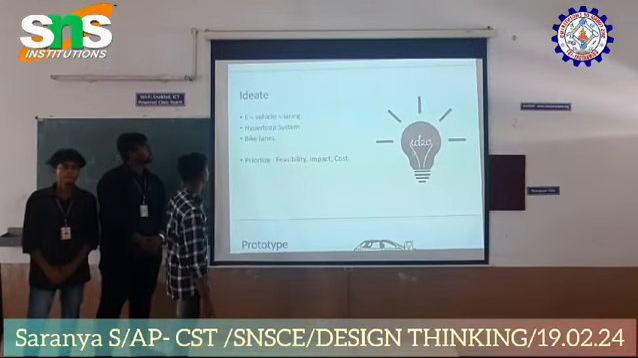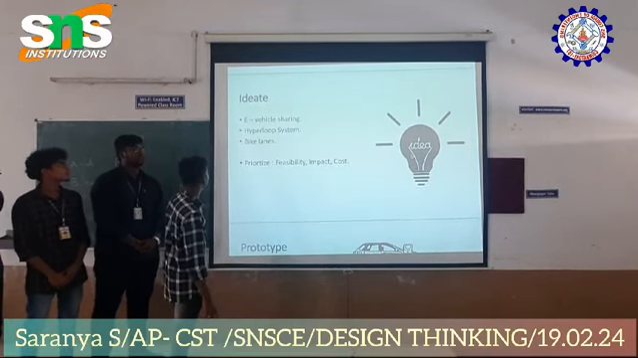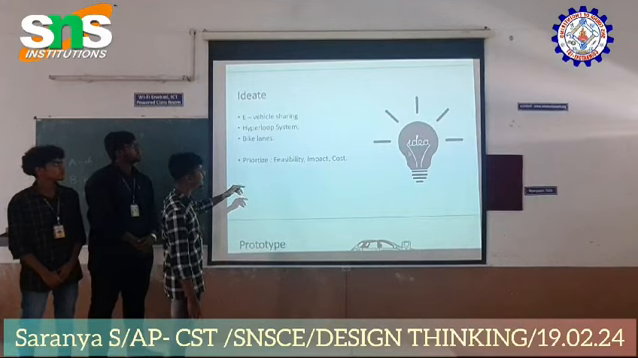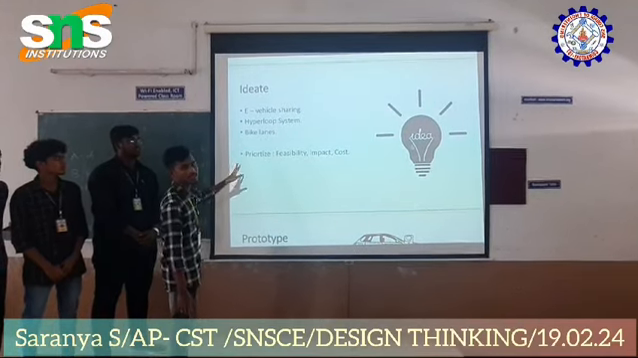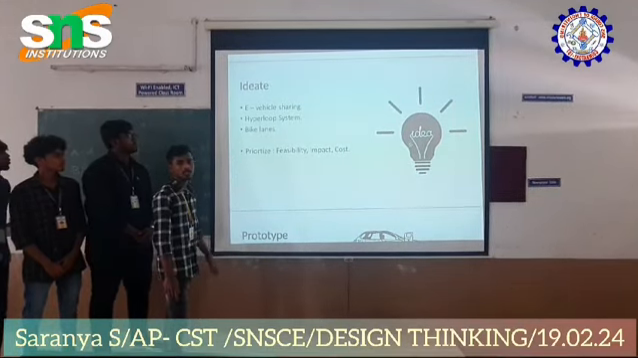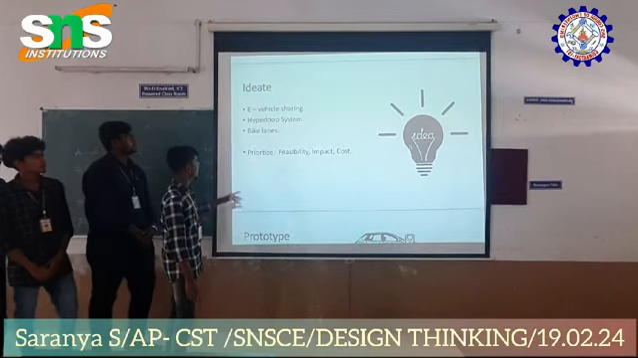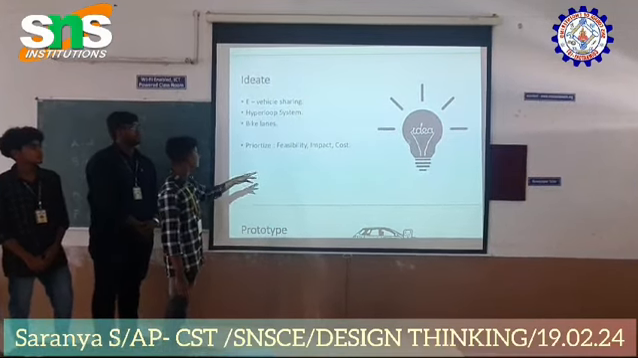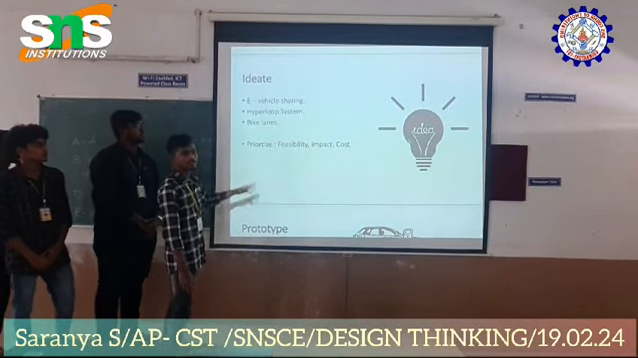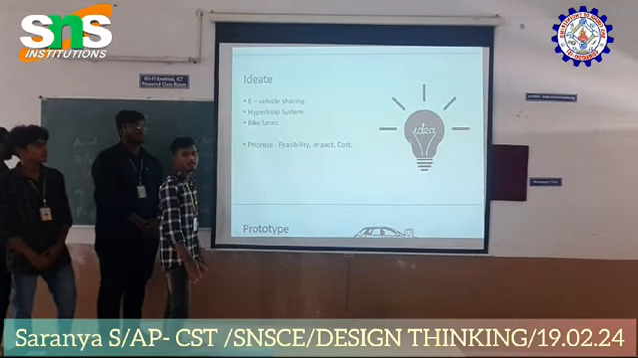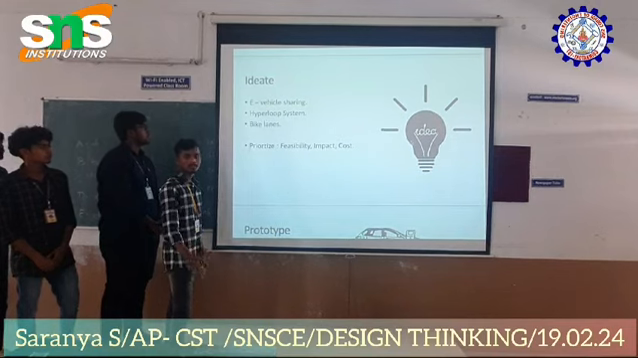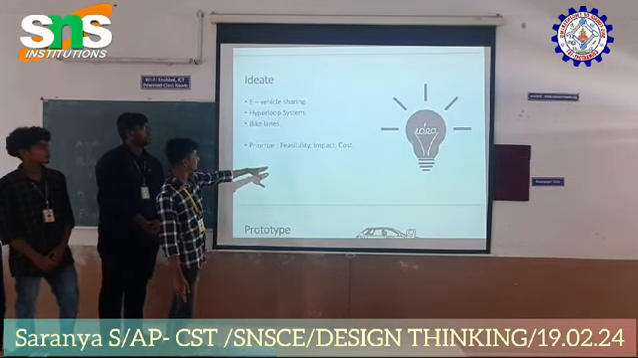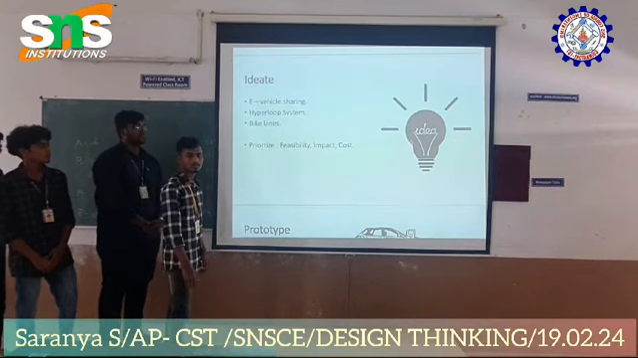I am here to present the idea part. I have three ideas: e-vehicle sharing, a hyperloop system, and bike lanes. E-vehicle sharing is used to avoid pollution and traffic congestion. The hyperloop system is nothing but flyovers. Bike lanes are to avoid traffic for bikes and cars. We should prioritize feasibility, impact, and cost.